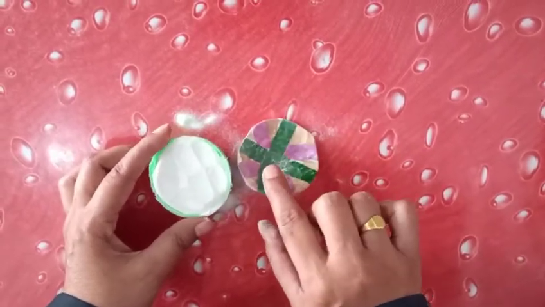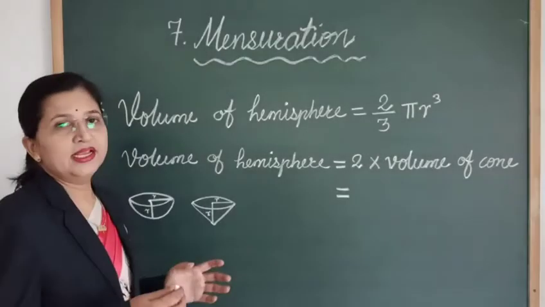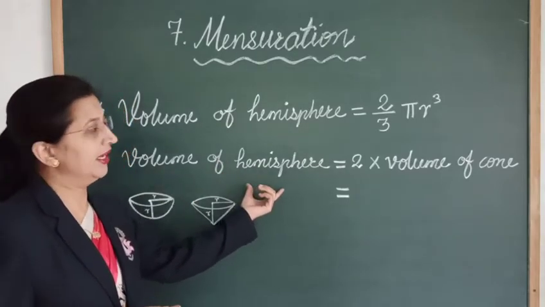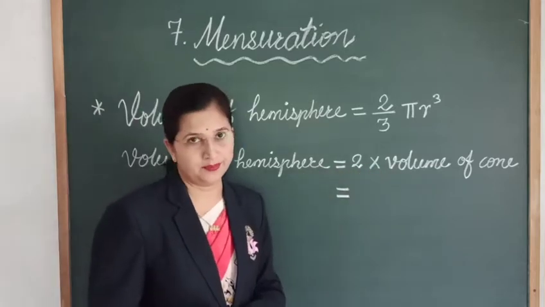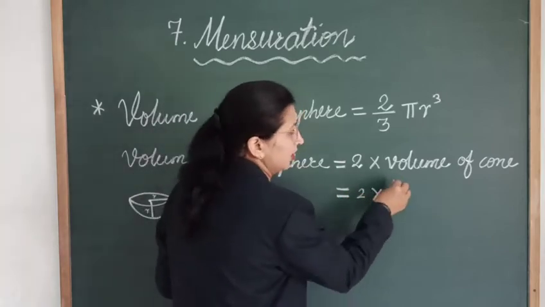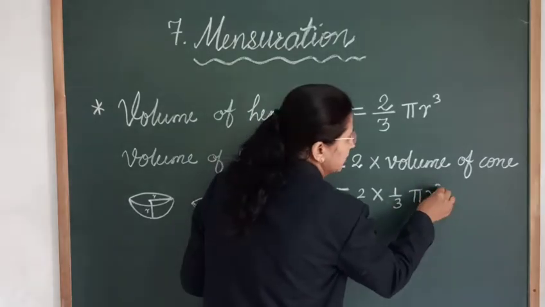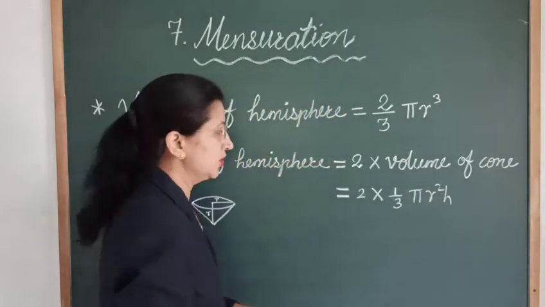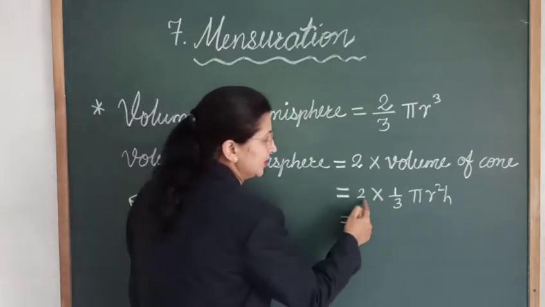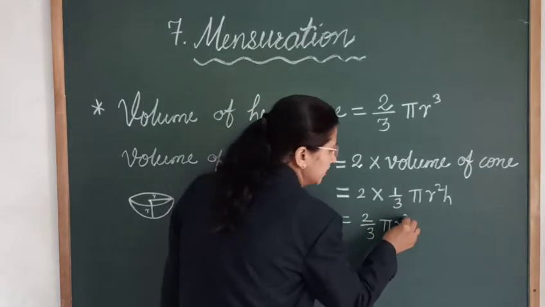So let's derive the formula for the volume of hemisphere. Dear students, through the activity we have shown that the volume of hemisphere is 2 times the volume of cone. As we know, the formula for the volume of cone is 1 upon 3 pi r square h. So let's make the formula for the volume of hemisphere: 2 ones are 2, 2 upon 3 pi r square.